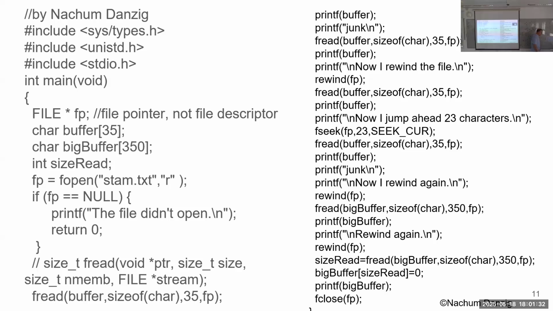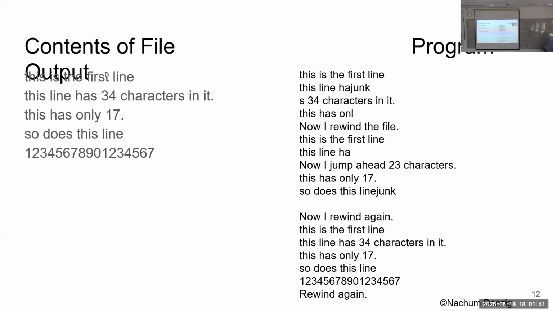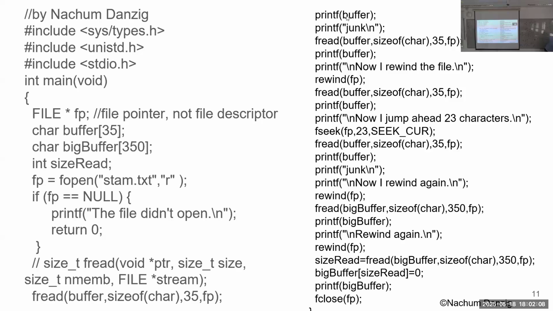So let's see, what do we get? What's the buffer? In the beginning, the buffer had nothing in it, right? It was just garbage. The content of the file is: this is the first line. This line has 34 characters in it. This line has only 17. So does this line. And then 1, 2, 3, 4. So I think there's a blank line here. Basically, the buffer had a null in it right at the beginning, so it didn't print out anything. So this first line where I said print buffer, it printed nothing because the buffer was empty.